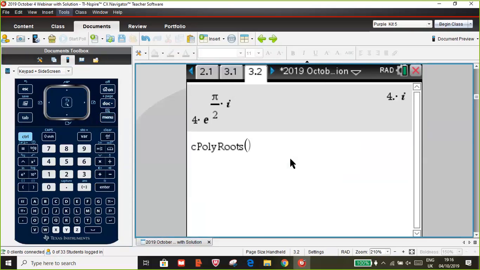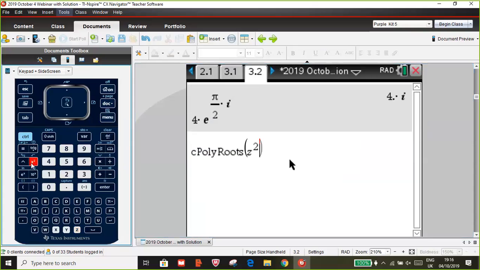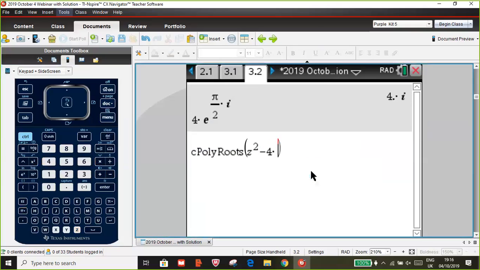I will type in the equation z squared minus 4i, comma z. Please note this is not Nsolve, so we don't put an equal sign. We don't need to put equals 0. We just need to type in the right hand side. We can't use any equal sign here, and then that will give us the answer.